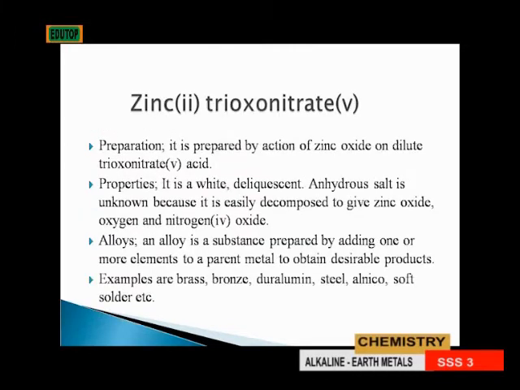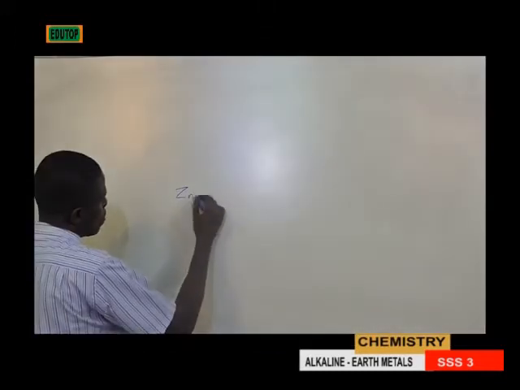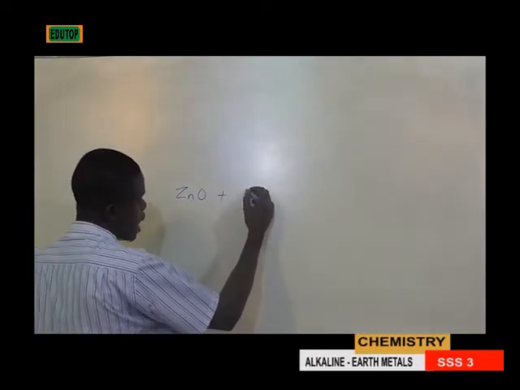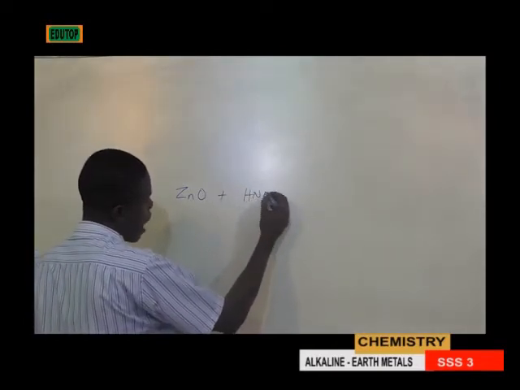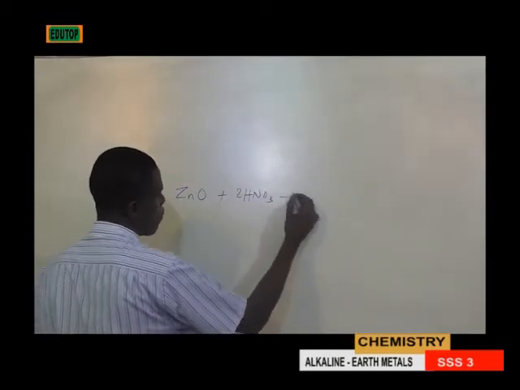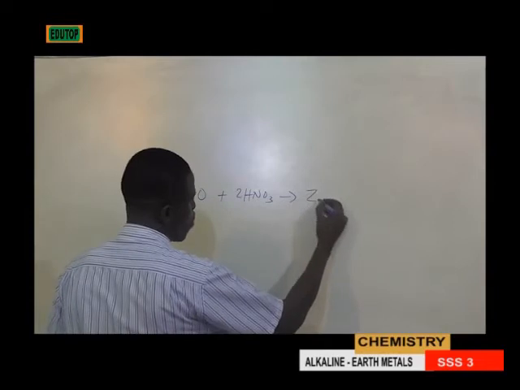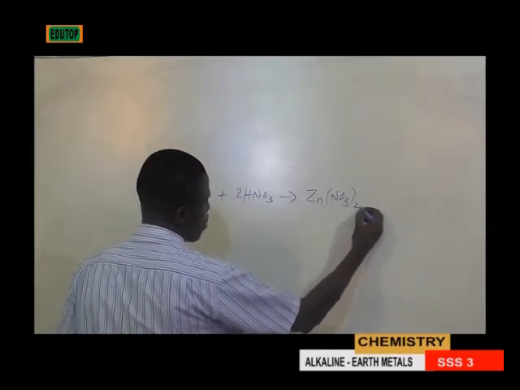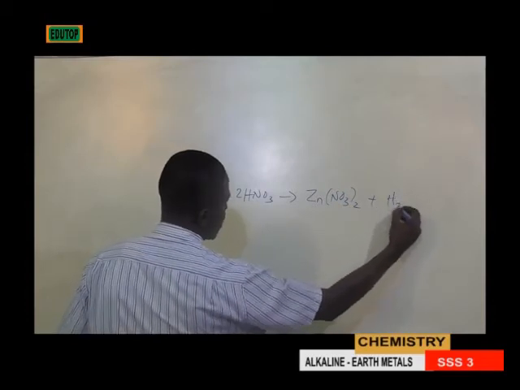Zinc nitrate preparation: it is prepared by the action of zinc oxide on dilute nitric acid. Zinc oxide with dilute nitric acid. So here you have zinc nitrate plus water as the byproduct.